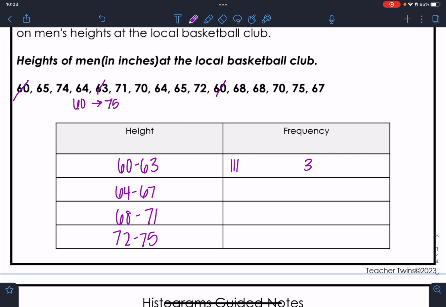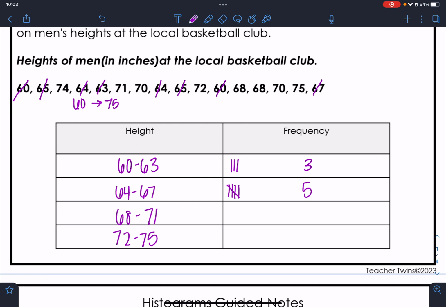Then I keep going. So 64 to 67. I'm looking for 64, 65, 66, or 67. Here's a 65. I can cross that off. There's one tally mark. I see a 64. There's another tally. There's another 64. There's another 65. And there's a 67 at the end. So how many marks did I make? I made 5. So my frequency there would be 5, meaning 5 numbers are within 64 to 67. And then I can keep going.